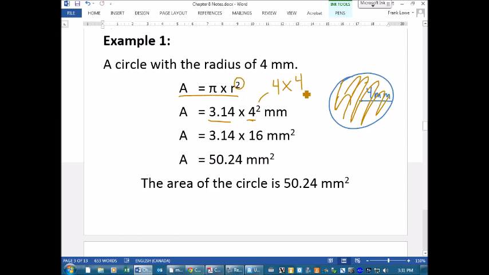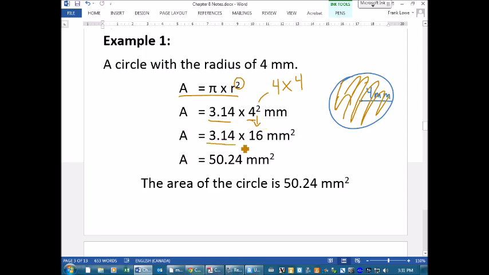That's right. Not 4 times 2. It's 4 times 4. Okay, that brings us to our next step. So we always do exponents first before we do any multiplying or dividing or anything like that. Okay, so next step, we still have 3.14 times because we haven't done anything with it, right? We just did our exponent. So 4 squared is 16.